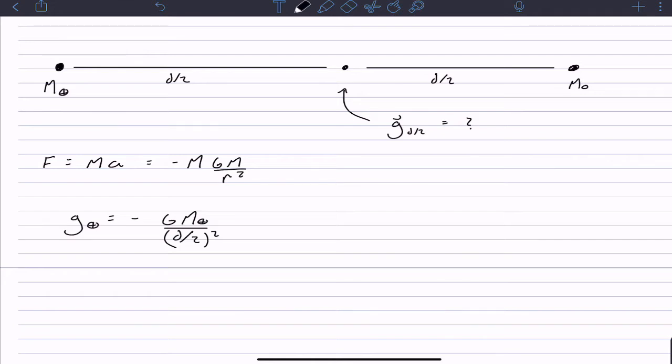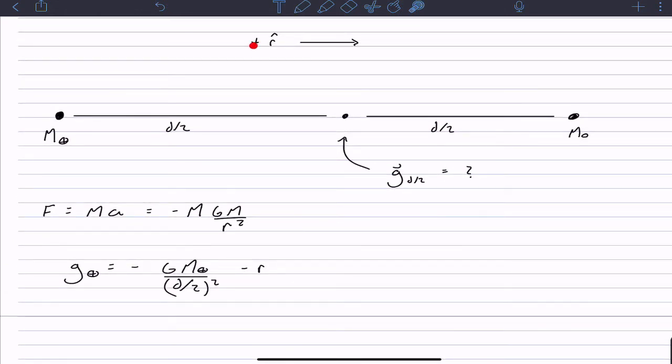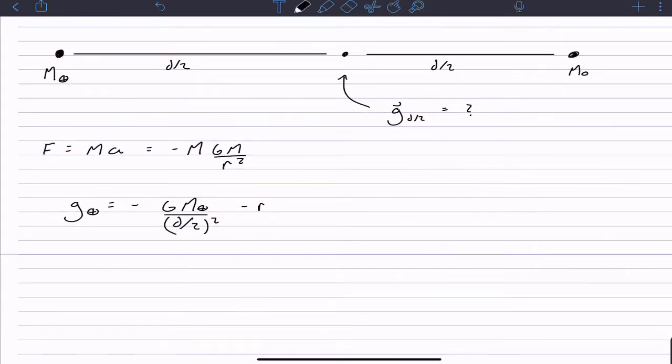Since the Earth itself is pulling gravitationally this way, it's going to be in the negative r hat direction by the way that we've defined it. I've set my axis up so that positive r is this way, but Earth is pulling towards it, so it's going to be in the negative r hat direction.